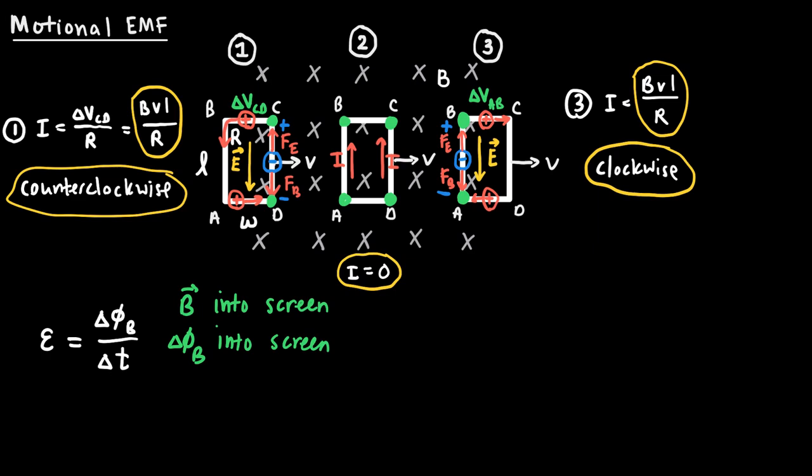And as given by Lenz's law, the current will flow in a direction that produces an induced magnetic field that opposes the direction of the change in the flux. So most importantly, the induced magnetic field, B induced, will have a direction that opposes delta phi. And so if delta phi is pointing into the screen, then the induced magnetic field needs to point out of the screen.